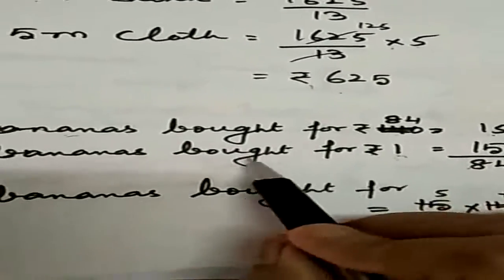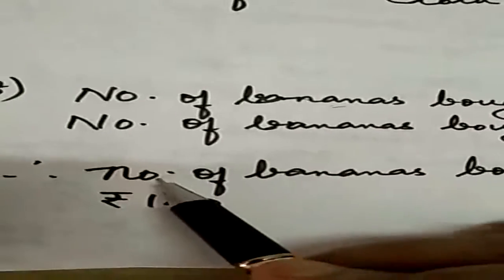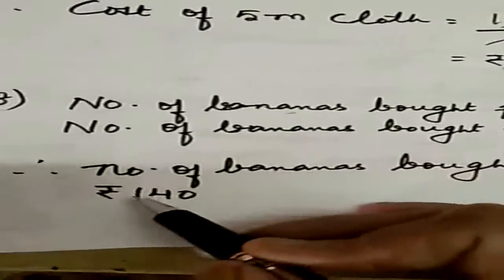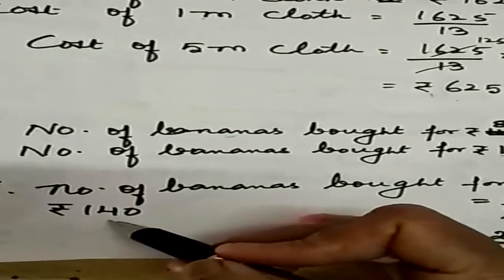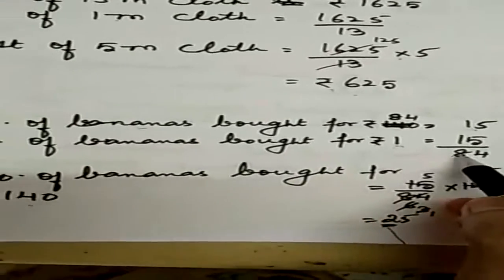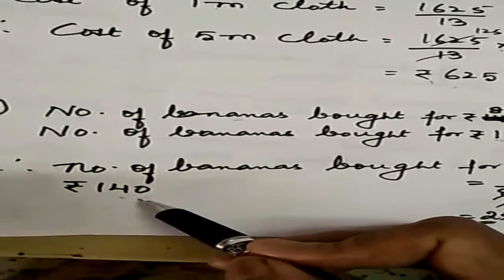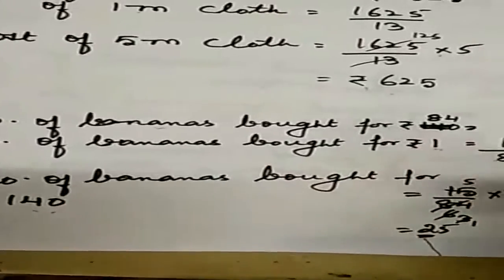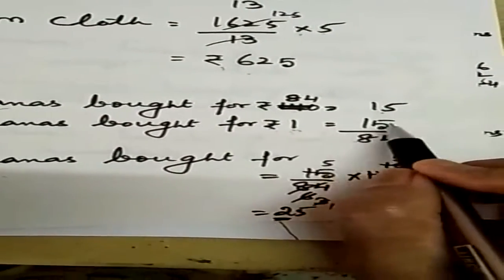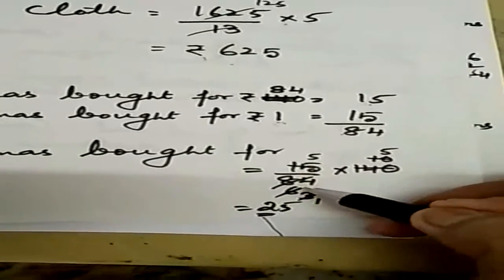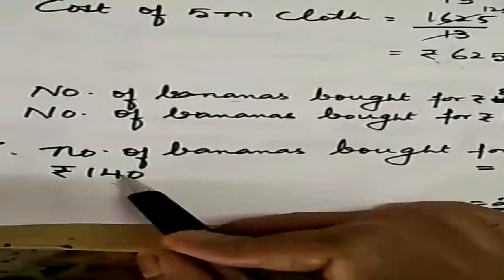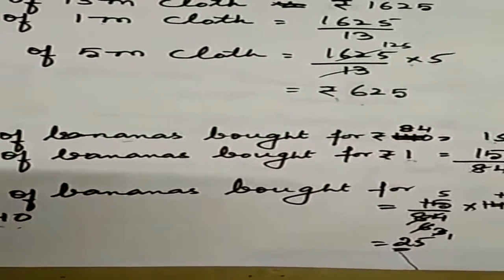Now the third statement: therefore, number of bananas bought for how many rupees given in the question? Bought for rupees 140. See, for 1 rupee you get less bananas. For 140 rupees you get more bananas. More means you multiply. Now here, whatever is written after the equal to, first you copy that down. More means multiplication. Multiply with 140 and you will arrive at the answer.